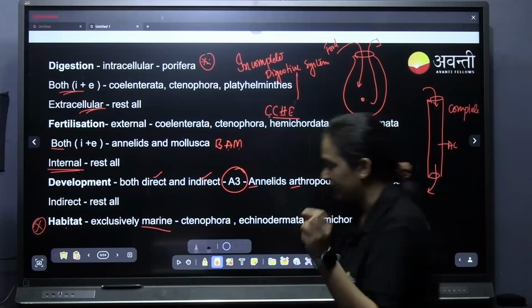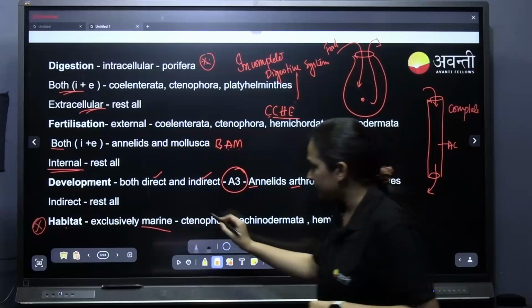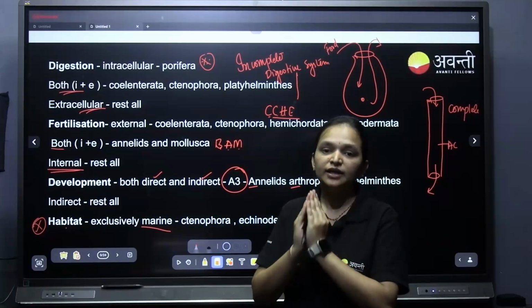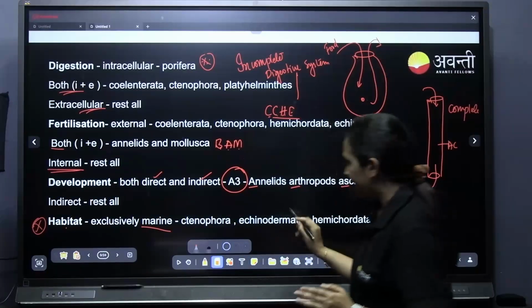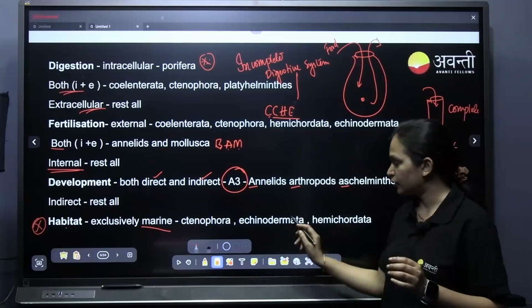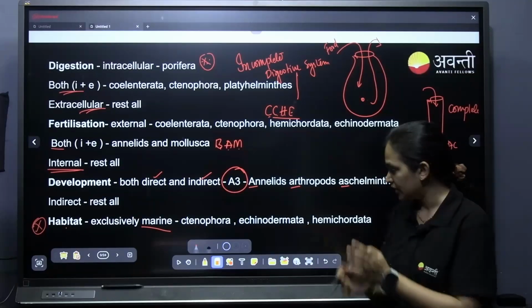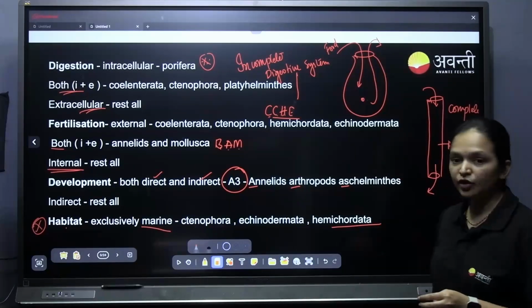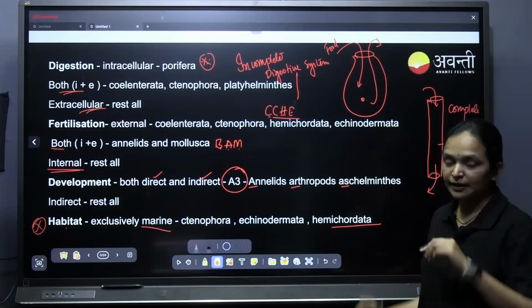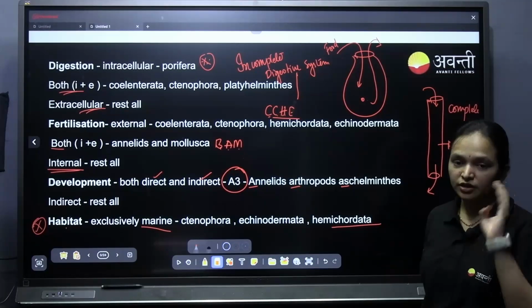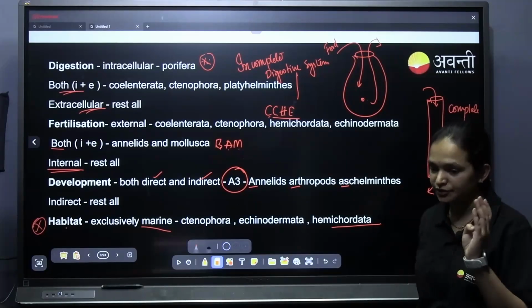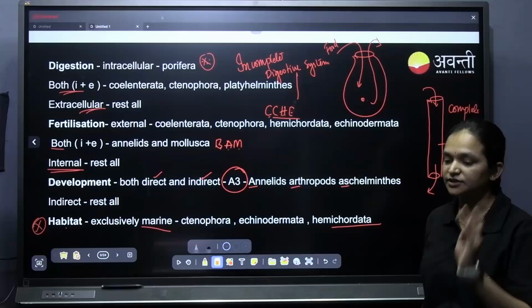What are those phyla? That is, Ctenophora is exclusively marine. Only Ctenophora members can be found in salt water, that is marine. Echinodermata, starfish, all those things are only found in marine. And hemichordates only found in marine. When it comes to chordates, I will tell you, tunicates, that is urochordates, are exclusively marine, and cephalochordates are exclusively marine.